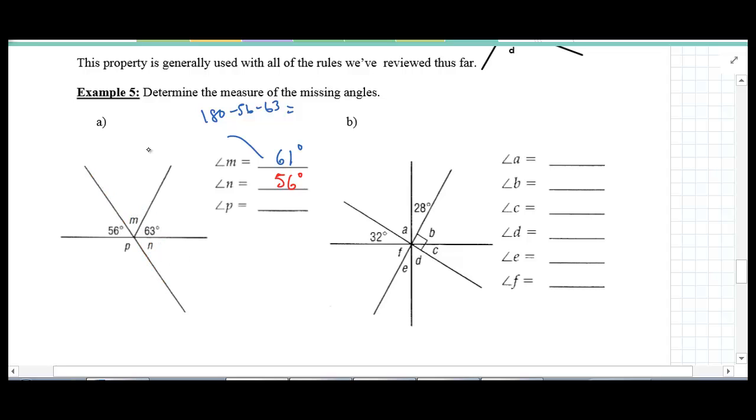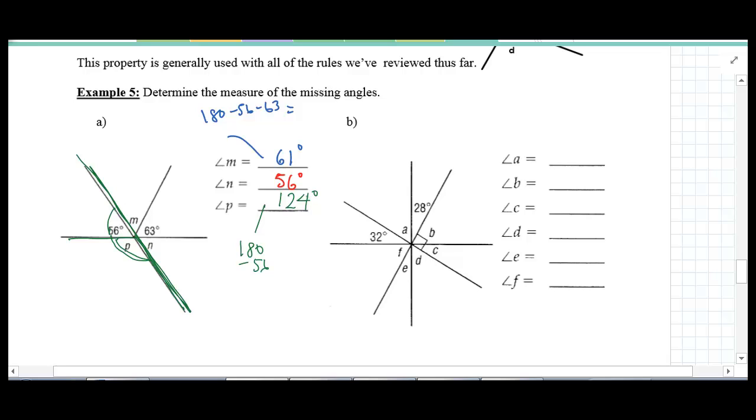Angle P, by the way, if you want to take a look, I look at P and say, whoa, it's a big angle. But notice this angle and 56 are supplementary because they must go on a line. So I'll just go 180 minus 56, and that's 124 degrees.